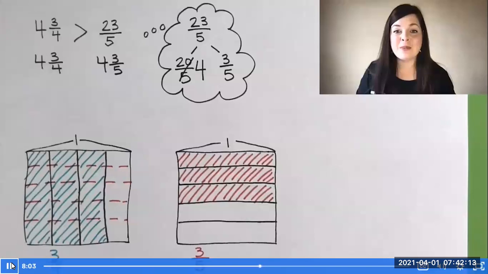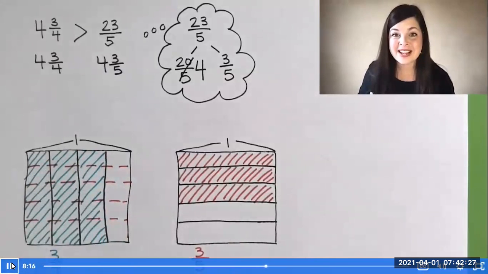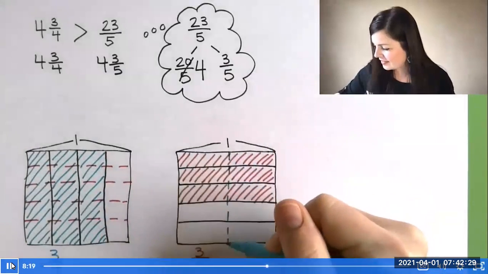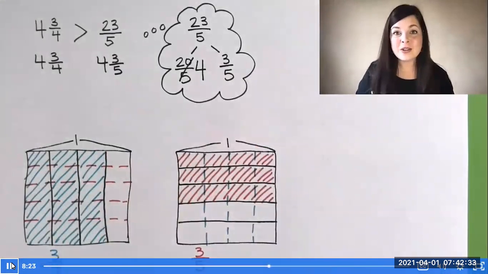Okay, now how will we partition our fifths? We'll partition our fifths into 4 equal parts using vertical lines, just like we have in this area model showing our fourths. So let's do that now. Great. Now all our units are the same size. So what units did we create? We created 20ths, right?